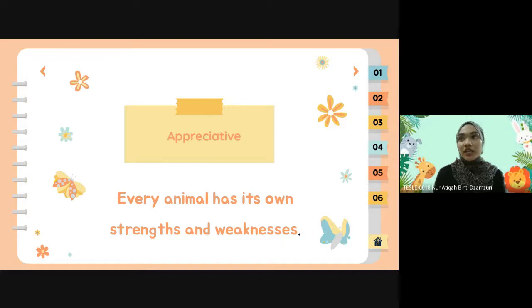For example just now, you said the shark is dangerous, but it has sharp teeth. Gigi yang tajam. And then you said about the, what else? Cub. Cub is very cute, but it is dangerous. It has its own strengths and weaknesses.